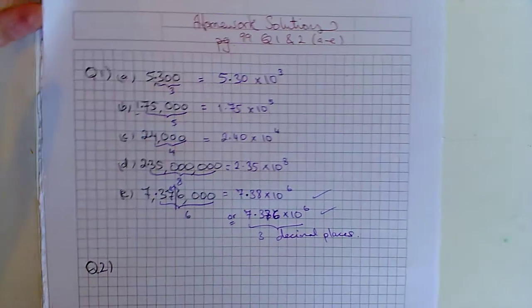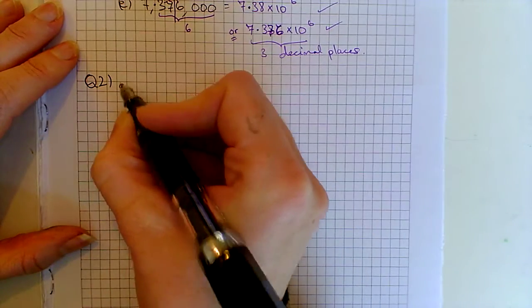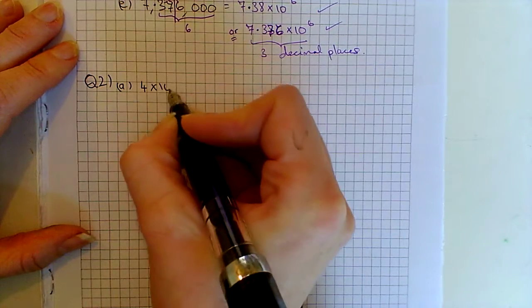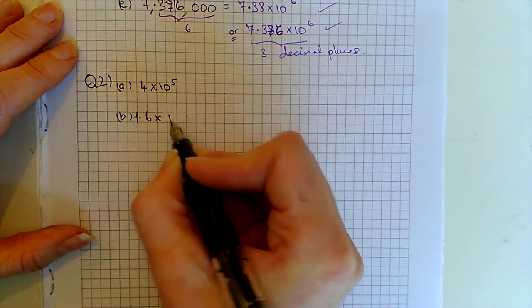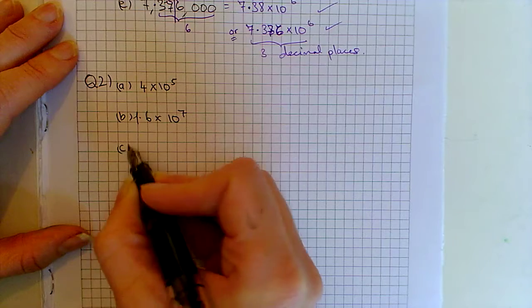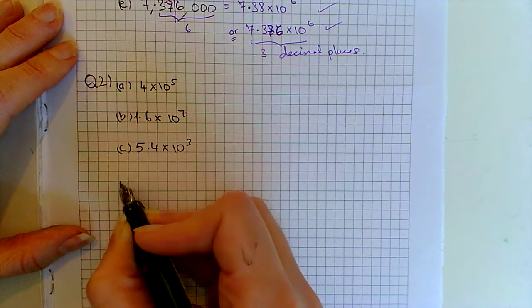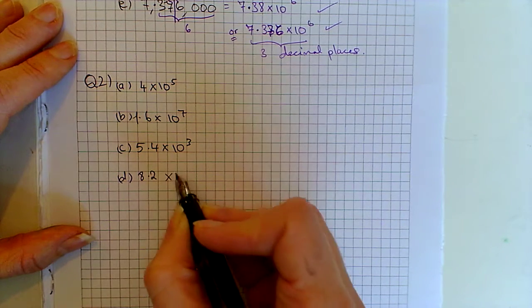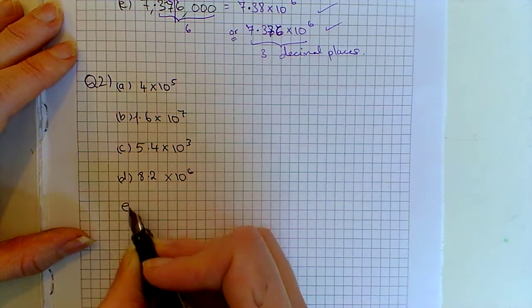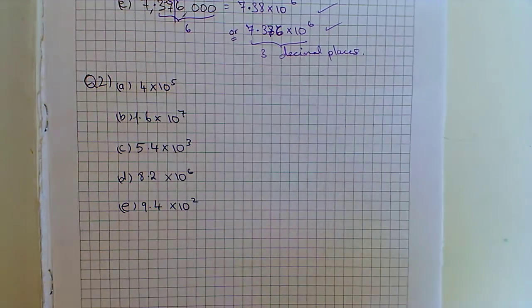Question 2 then was going in the opposite direction. So for part A, we had 4 by 10 to the power of 5. B, 1.6 by 10 to the power of 7. C, 5.4 by 10 to the power of 3. D, 8.2 by 10 to the power of 6. And E, 9.4 by 10 to the power of 2.